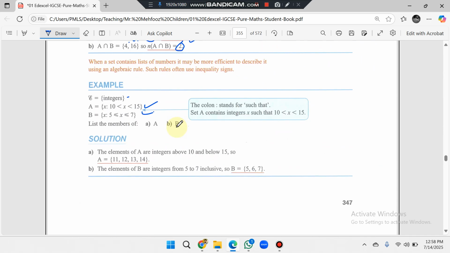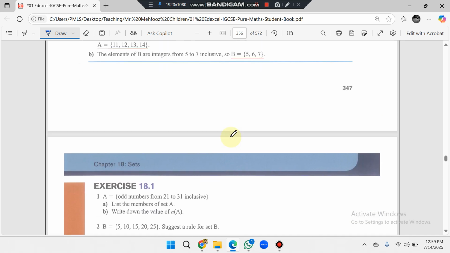Yes. Okay. Next is, when a set contains a list of numbers, it may be more efficient to describe it using an algebraic rule. Such a rule often uses inequality signs. So if you have a set and this set is a list of numbers, you can use a rule for describing this set, and you can also use inequality signs for describing this set.